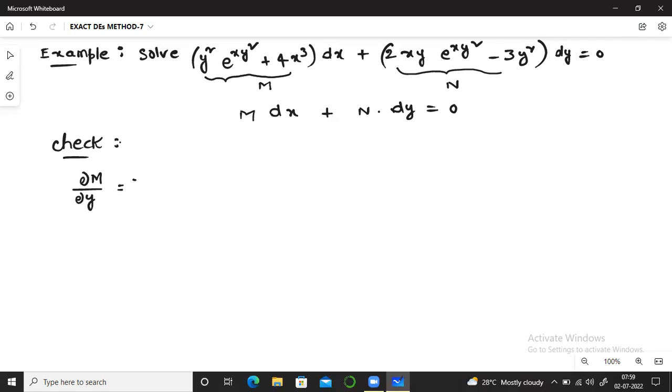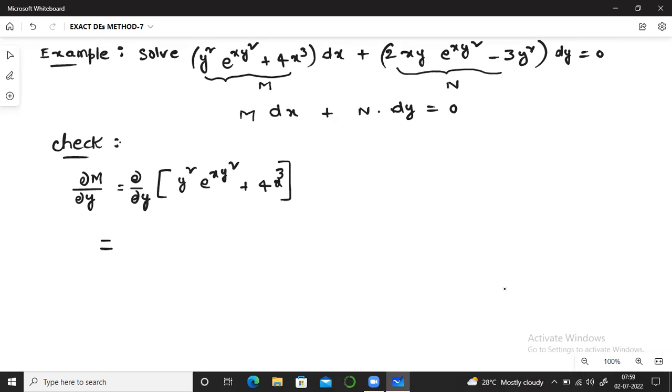∂M/∂y means what? The ∂/∂y operator, I have to operate on M. What is the M value here? M is y² e^(xy²) + 4x³. Calculate it, ∂/∂y.